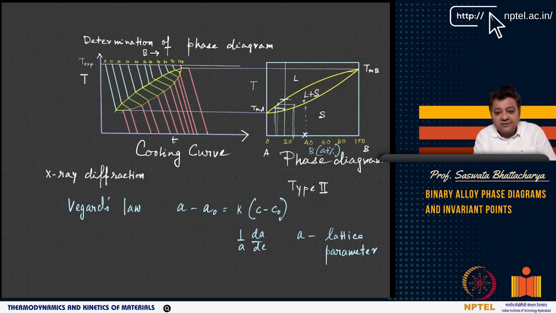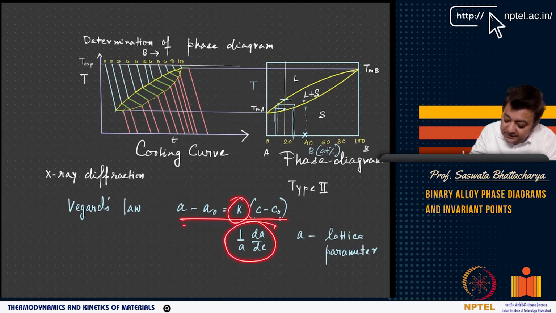A naught was your initial lattice parameter, based on pure A, and now it changes from A naught, with the change proportional to how the composition changes from C naught. C naught and A naught can be any arbitrary composition and the reference lattice parameter corresponding to it. It is a linear relation, and this Vegard's law coefficient is 1 by A dA dC, which is K.